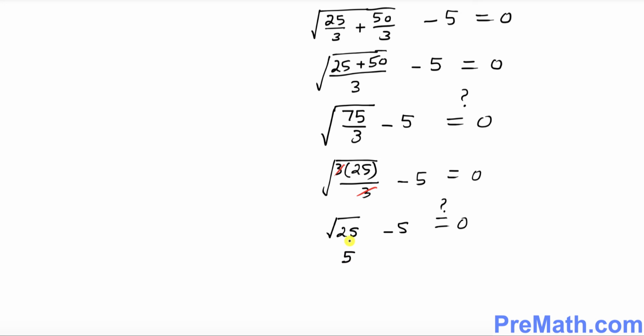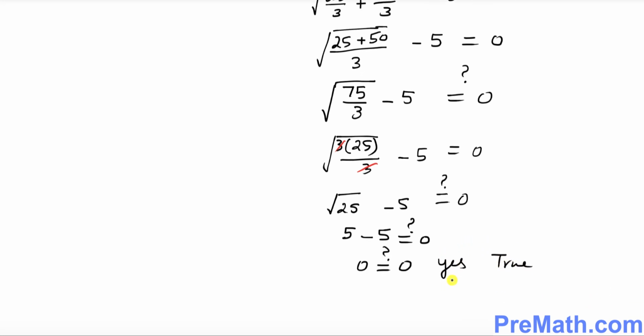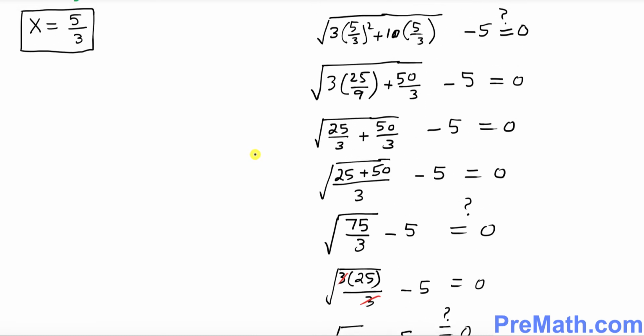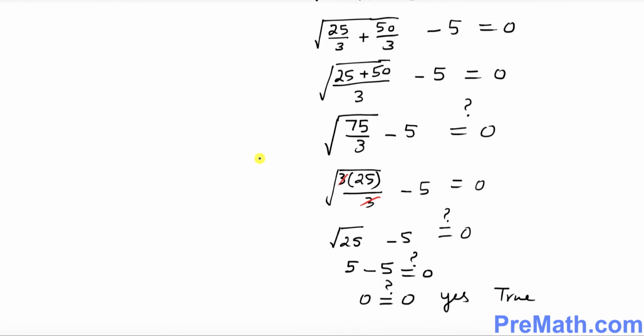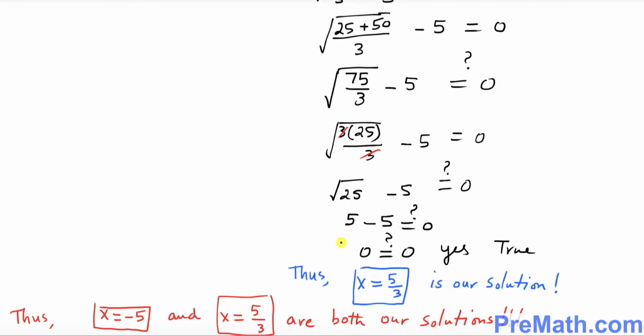So the square root of 25 is 5, minus 5, which is going to give you 0 on the left hand side and 0 on the right hand side. Is this statement true? Yes, this is true. So that means, of course, our solution x equals 5 over 3 is indeed another solution. So finally, x equals -5 and x equals 5 over 3 are both our solutions.